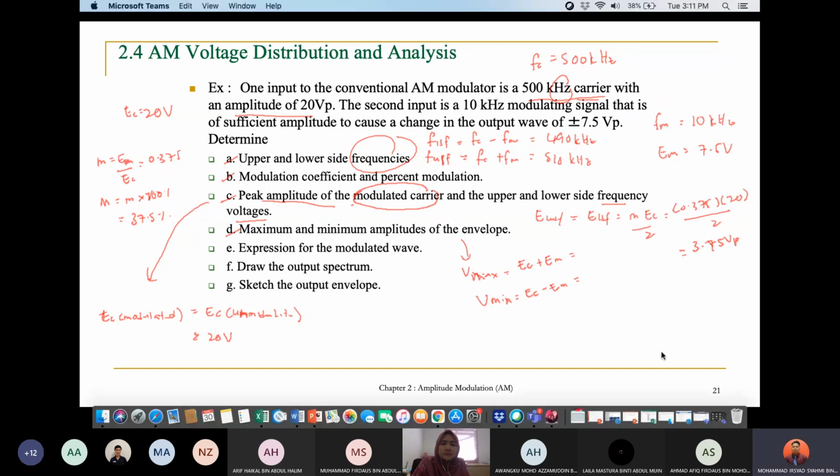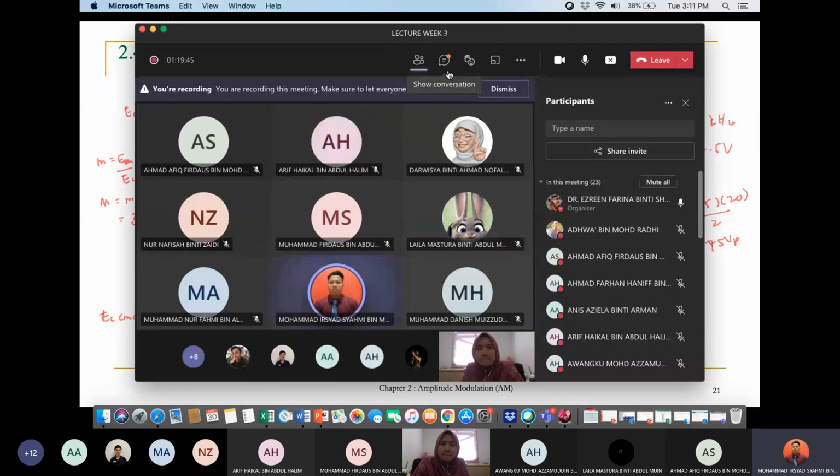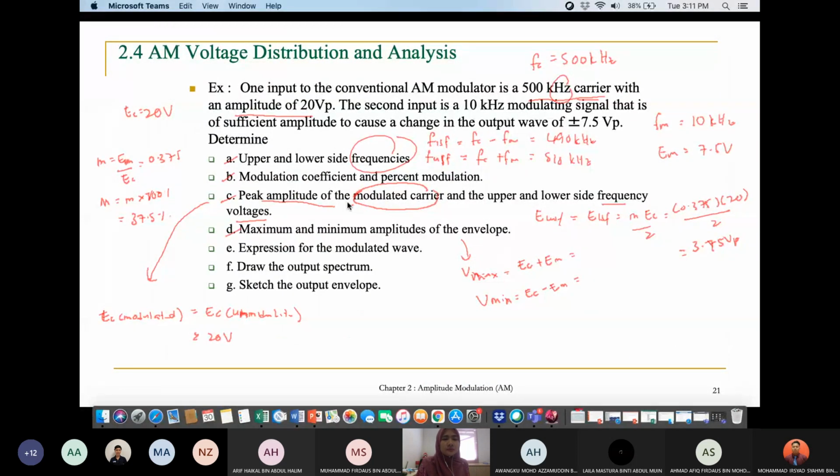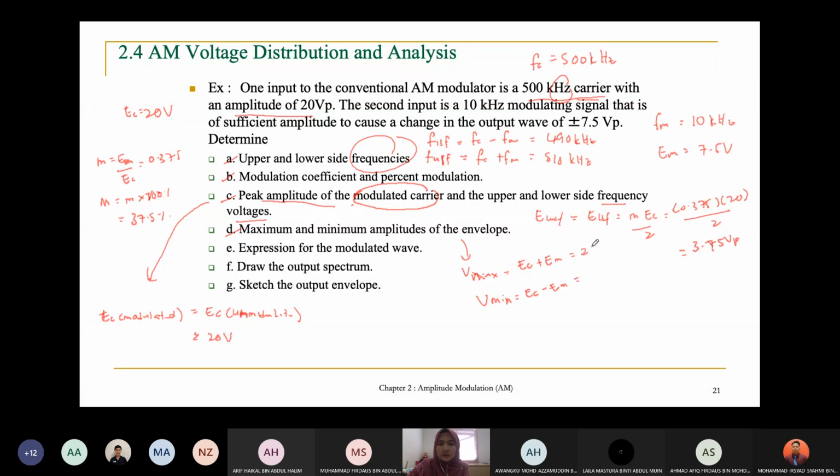27.5 volt. Okay, so that one is Vmax. Vmin? 12.5 volt. Vmin is 12.5. Okay, thank you. So Vmax is 27.5. Vmin is 12.5.